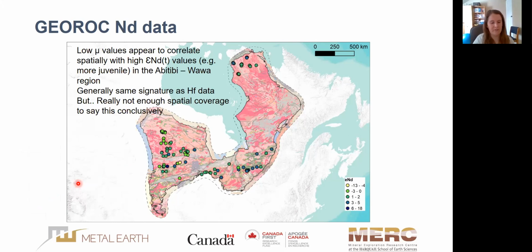And then here I've just plotted up the Georock neodymium data set, which has a bit more spatial coverage compared to the lead. And this really highlights what we saw in the hafnium data. So especially here, these are quite juvenile. These above 0 would be considered quite juvenile. And we just see that in the neodymium as well as the hafnium.